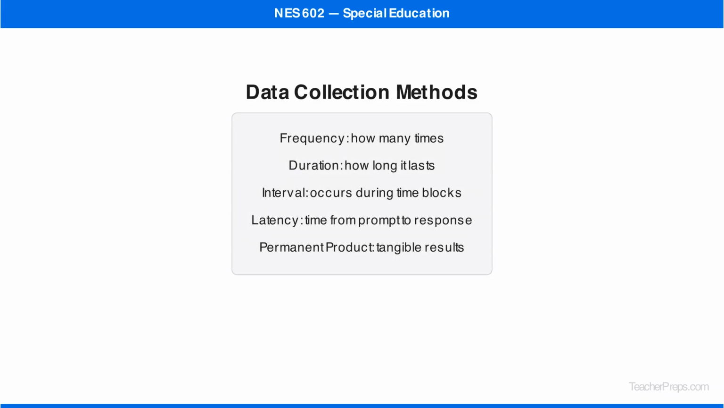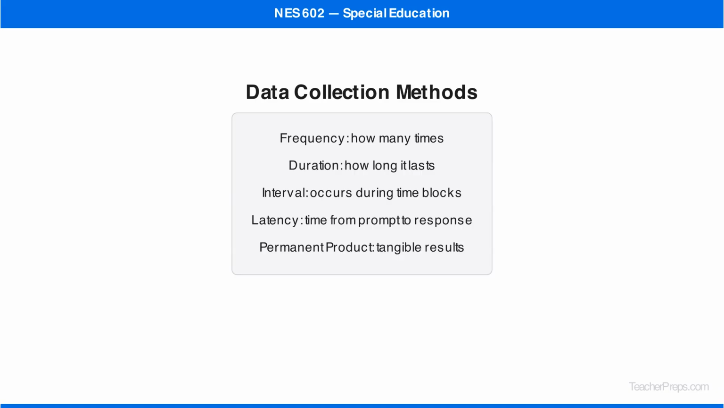Data collection methods. Frequency or event recording counts how many times a behavior occurs, best when the behavior has a clear start and stop. Duration recording measures how long a behavior lasts. Useful when you care about the length of time. Interval recording checks whether the behavior occurs during set time intervals. Good for behaviors that are ongoing or hard to count.